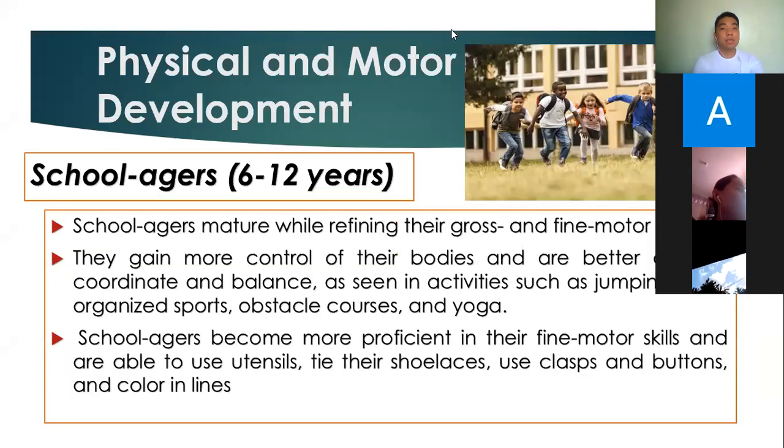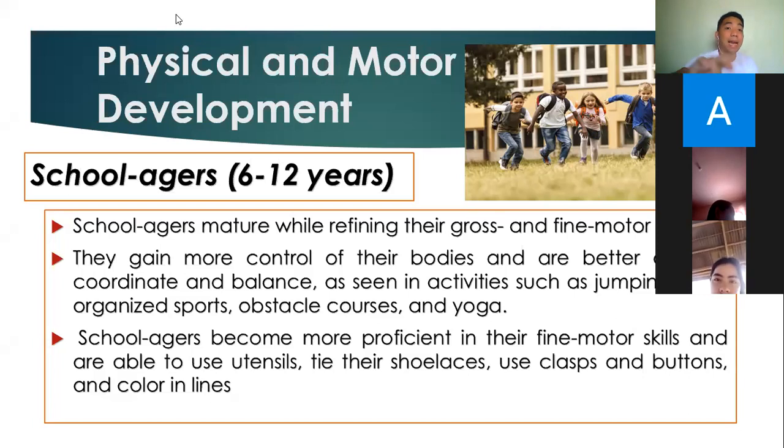Okay. So now let's go to school ages. School ages are children 6 to 12 years old. Okay, so 6 years old is kinder. School ages mature while refining their gross and fine motor skills. They gain more control of their bodies and are better able to coordinate and balance, as seen in activities such as jumping rope, organized sports, obstacle courses, and yoga.